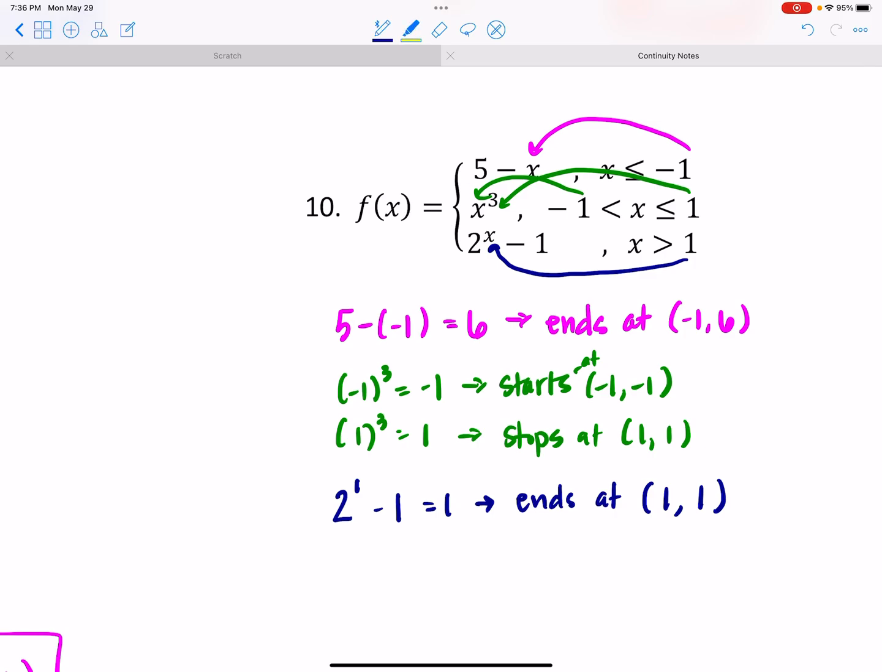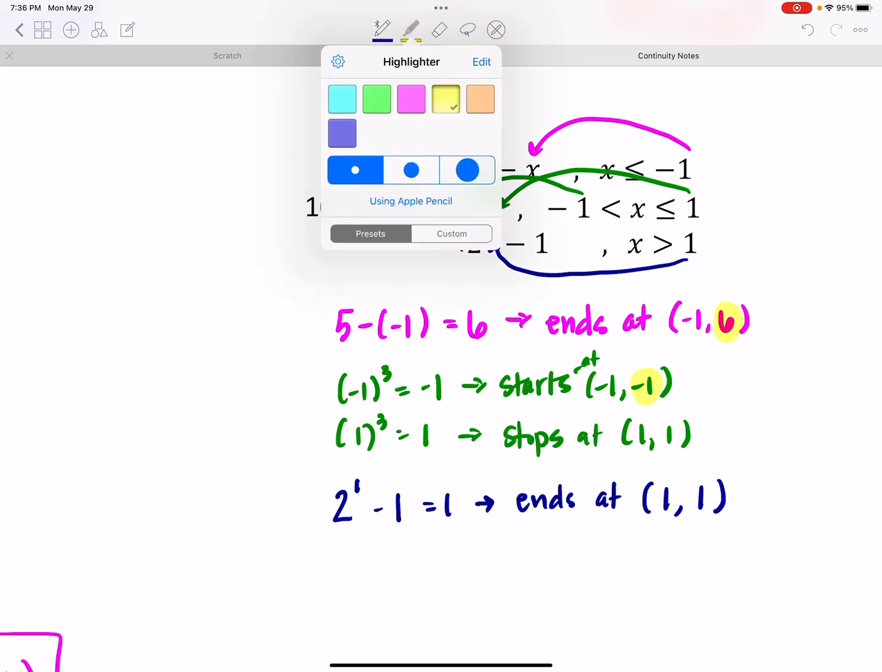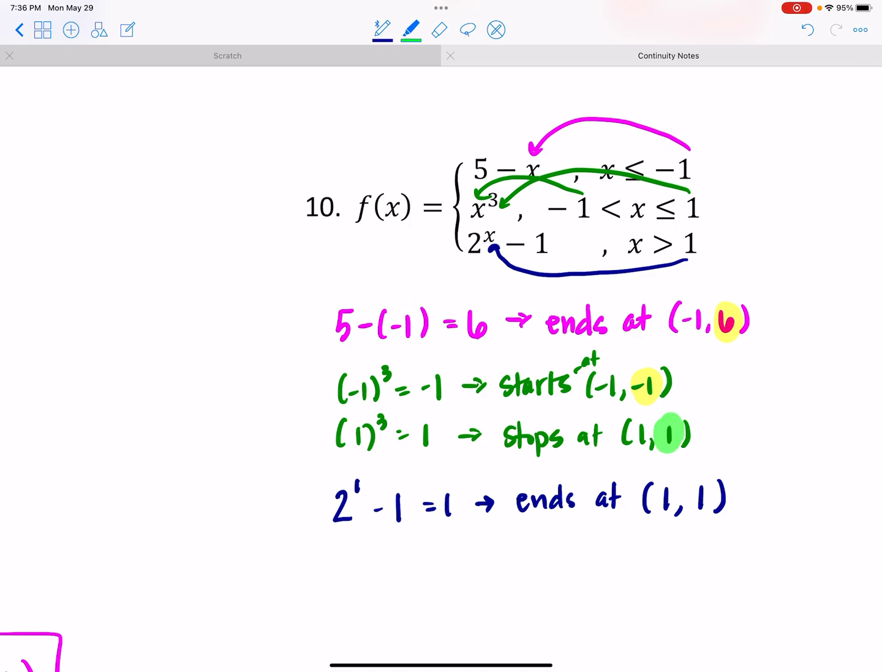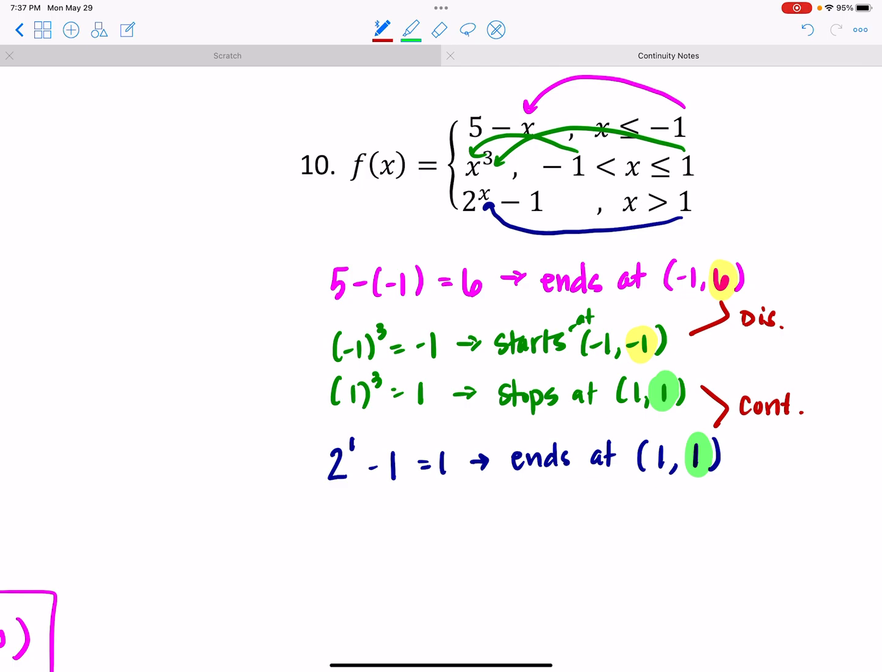What this is showing me here is the first piece ends at 6, and the second one picks up at -1, so there's going to be a discontinuity there. Those 2 pieces don't correspond. Now this middle piece stops again at +1, and then the other one picks up at +1, which means there's no discontinuity there. So this is going to be a discontinuity, and then this is going to be continuous. Okay, so I see one discontinuity, and that happens at -1. Our discontinuity happens here at -1.